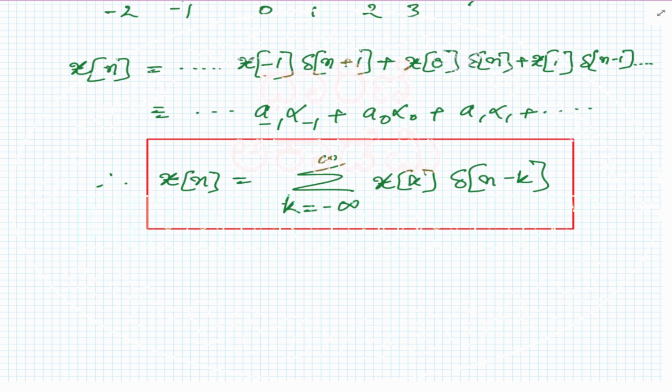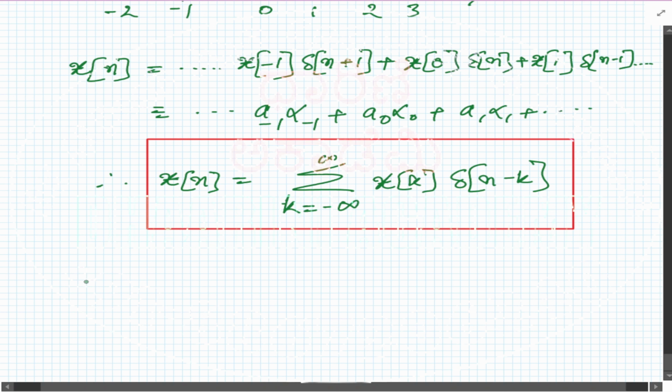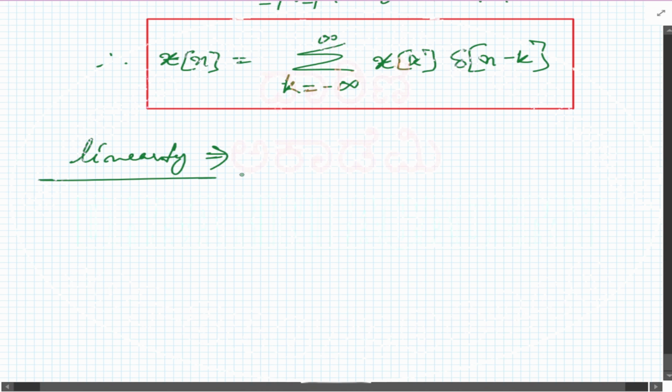Now, because of linearity, what happens at the output? So, first I'll apply linearity. Linearity in the sense output should be in the same format as input, correct? So if you give a times alpha at the input to a system represented by h, you should get a times beta, because alpha is getting converted into beta. The a remains as it is, correct?